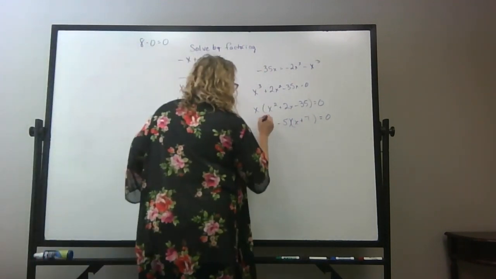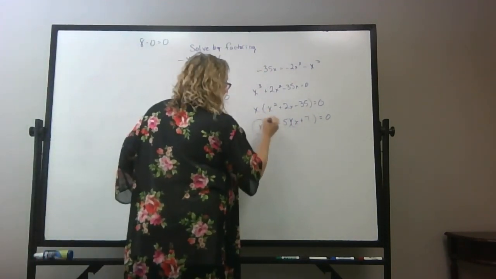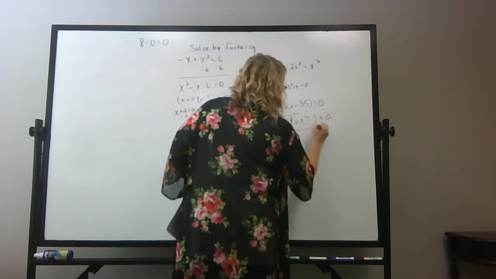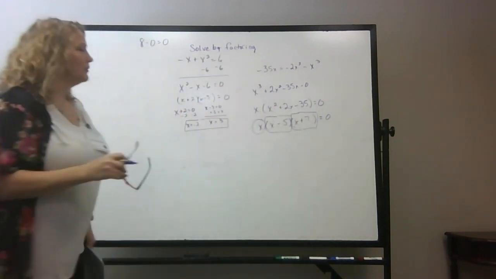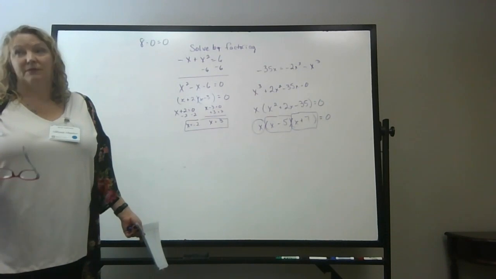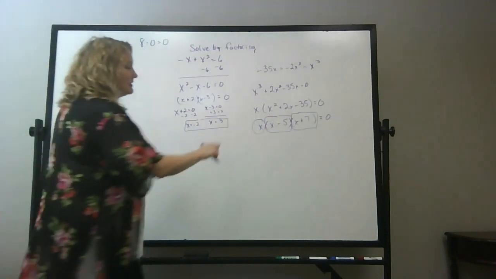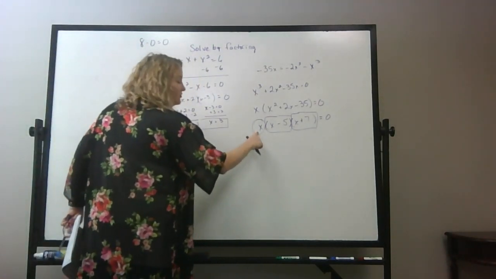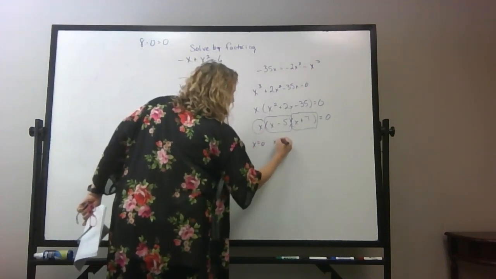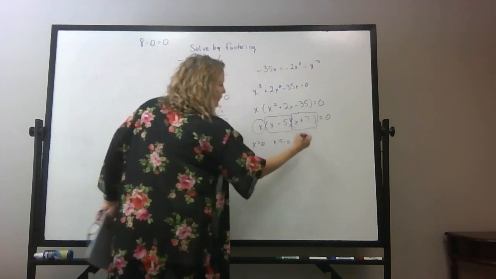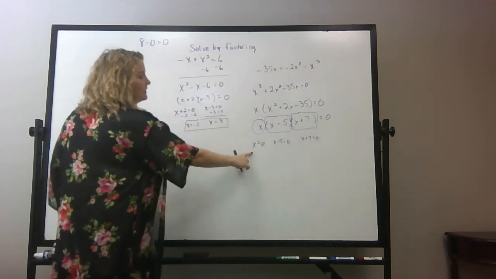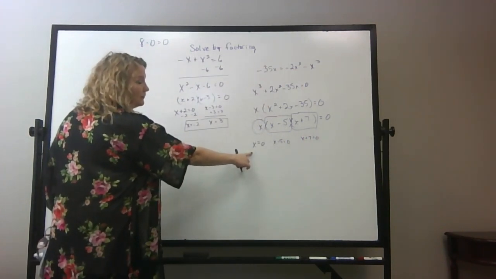Notice here, I'm multiplying this by this by this. In order to multiply things and get 0, one of those items has to be 0, right? So I need to set all of these equal to 0. This right here is just x, so here I'm going to have x equals 0. Here, x minus 5 equals 0. Here, x plus 7 equals 0. This one's already solved for x.